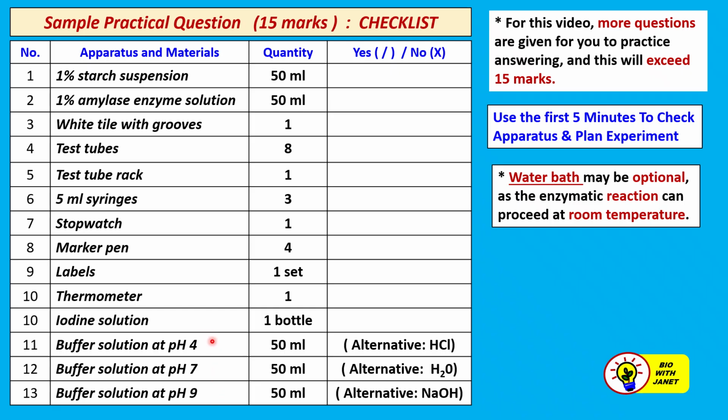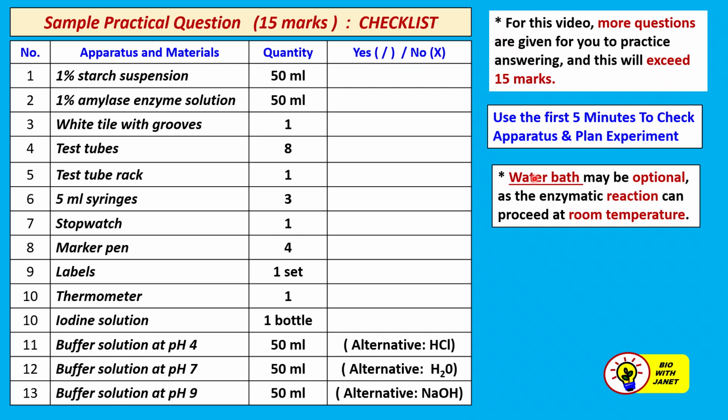So these will keep the pH constant, but sometimes you may be given alternatives. For buffer solution at pH 4, the alternative is dilute hydrochloric acid at a specific pH. To replace buffer solution at pH 7, you may be given distilled water, which is also neutral. For buffer solution at pH 9, the alternative is dilute sodium hydroxide solution at a specific pH. So use the first 5 minutes to check the apparatus and plan the experiment.